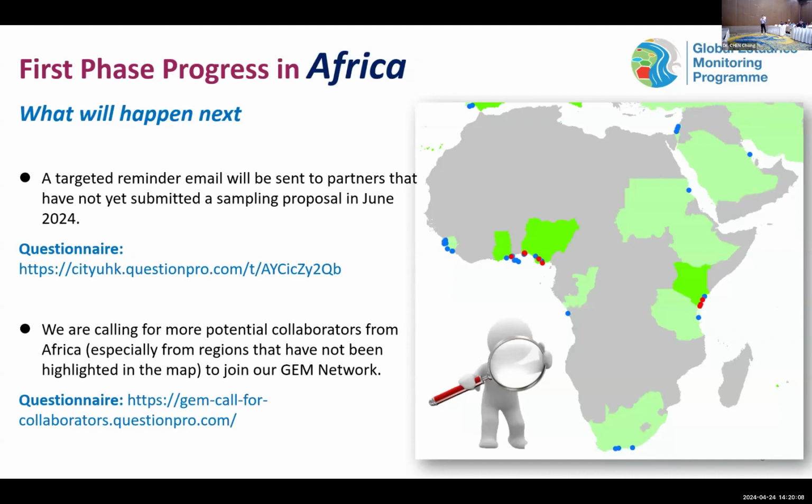Our collaborators should know we will send regular emails to all of our collaborators, maybe every 4 months. So the next time is in June, and we will send a targeted reminder email to the partners that have not yet submitted the proposal.